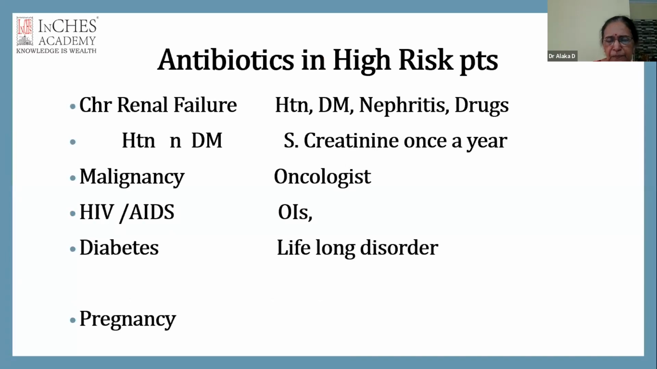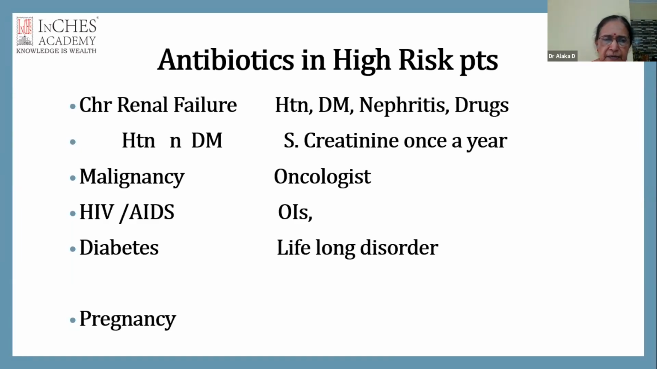Now, today's topic Dr. Asrani has chosen is antibiotic use, rational antibiotic use in high-risk patients. And which are the high-risk patients that we are going to see in our practice? Commonly, chronic renal failure. Now, what are the common causes of chronic renal failure? Hypertension, which you must be seeing in your family practice. Diabetes, which are the two most common causes leading to renal failure. The third will be nephritis, chronic nephritis. And fourth is drugs induced.